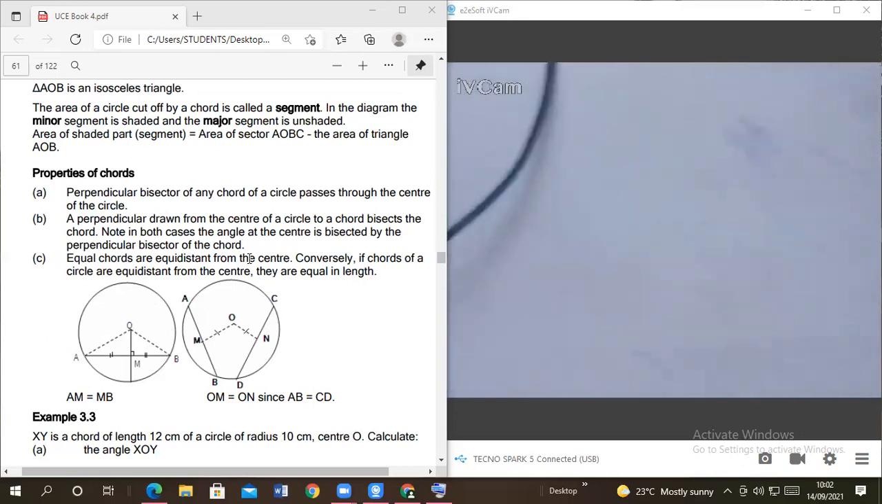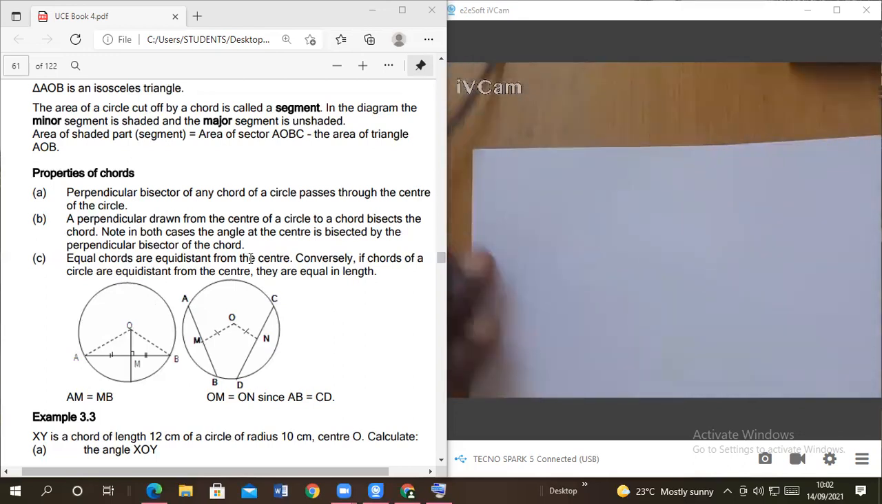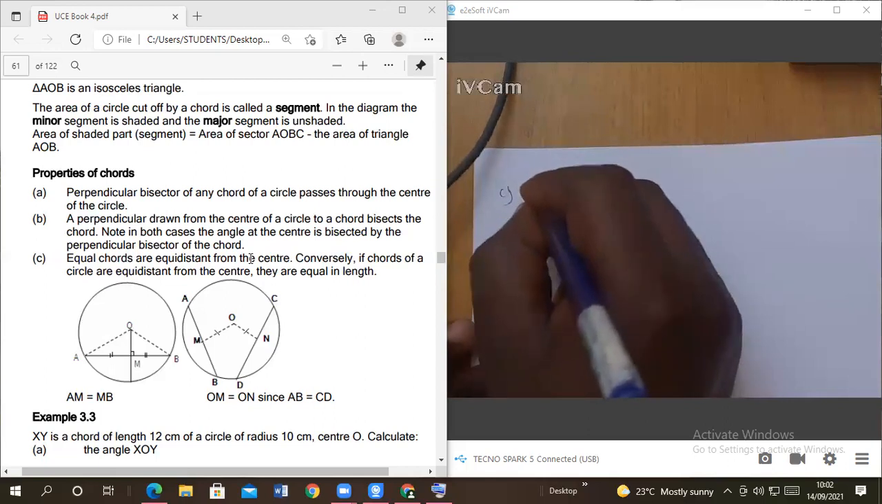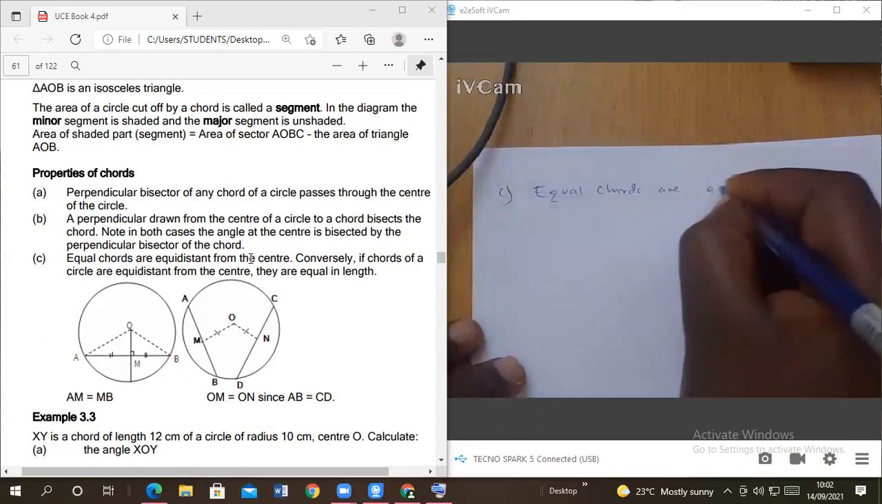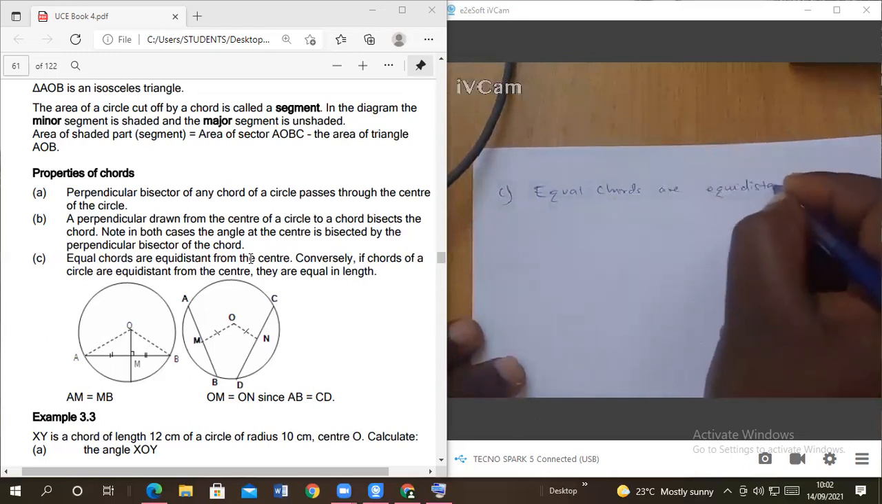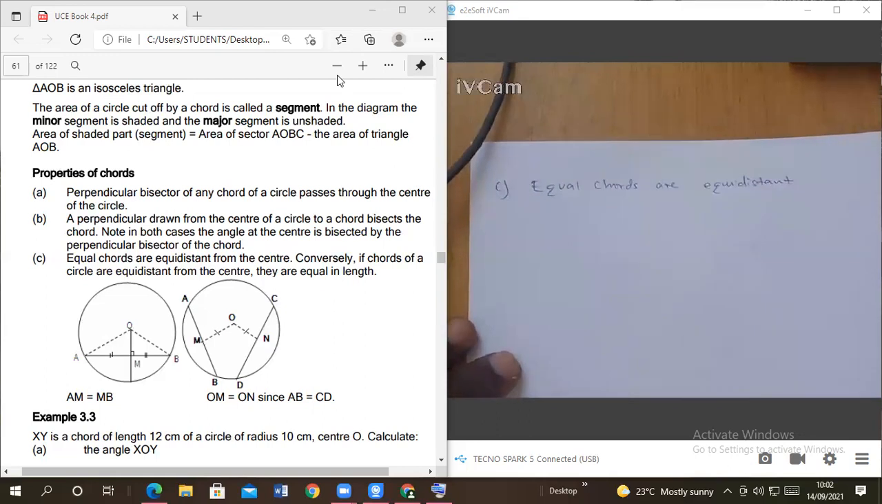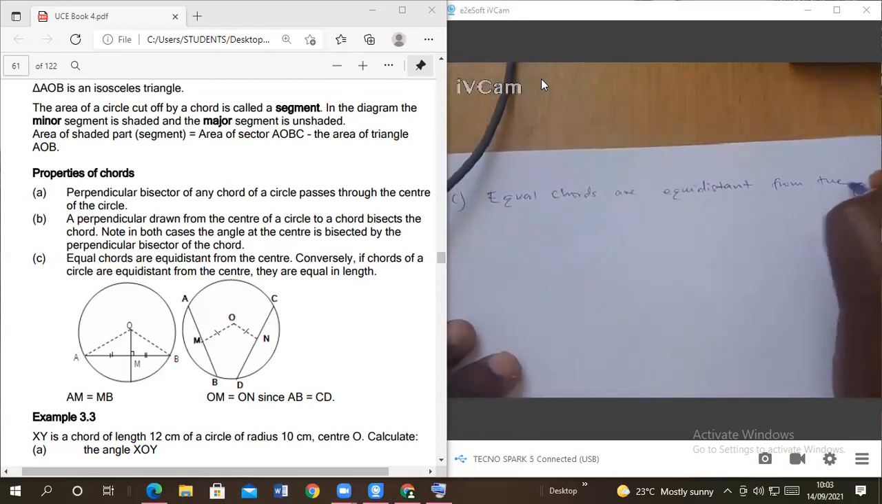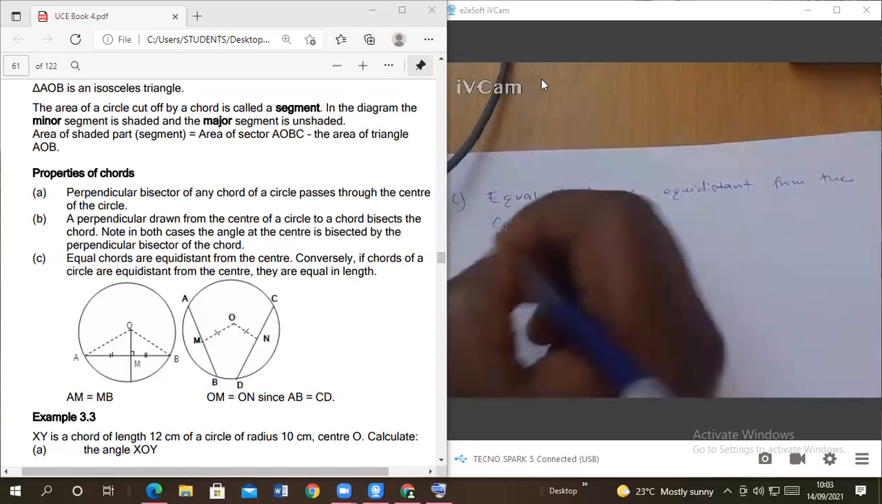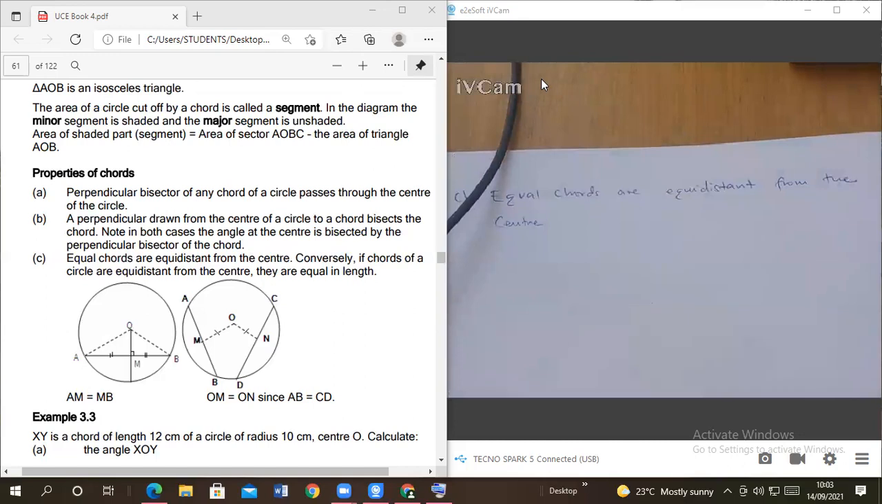So point C is that, if you go to point C, they are saying that equal chords are equidistant. What's the meaning of the word equidistant? Esther, what's the meaning of the word equidistant? They have the same distance. They have the same distance, correct. So they are equidistant from the center. Equal chords are equidistant from the center. They have the same distance from the center.